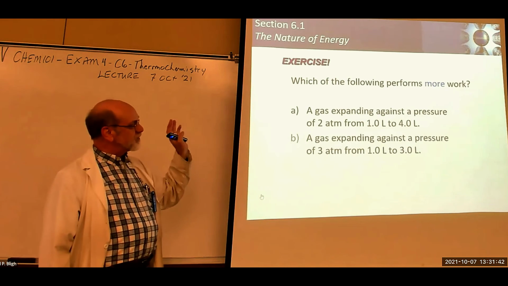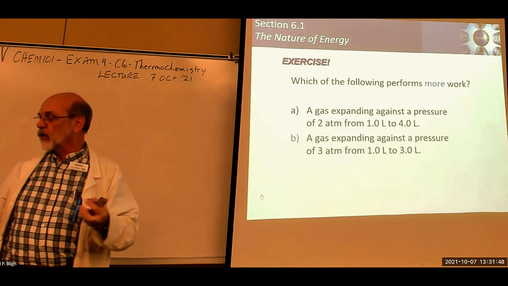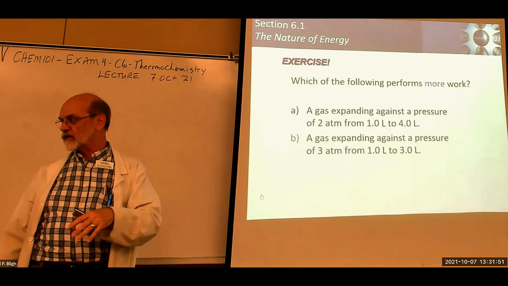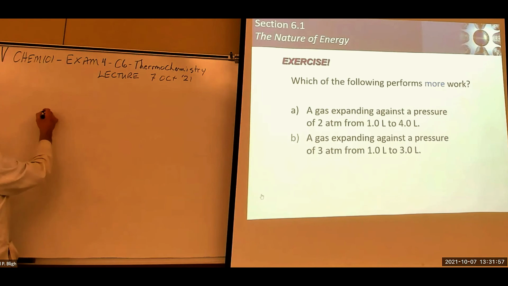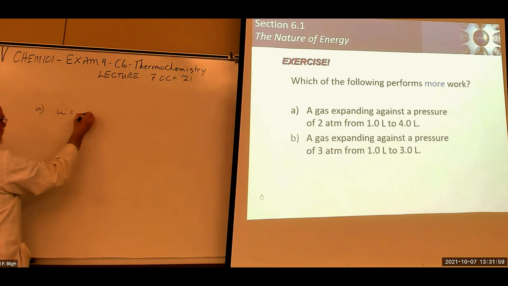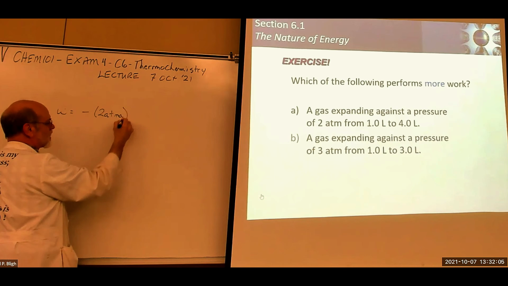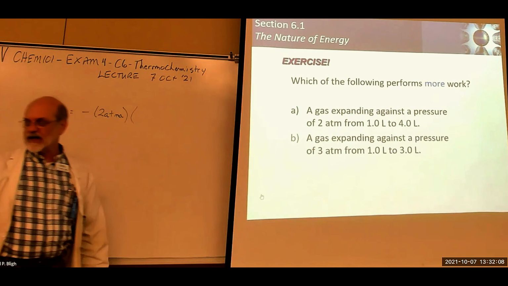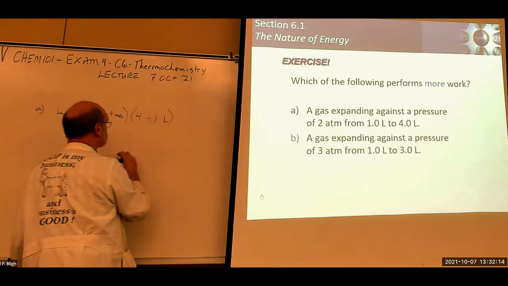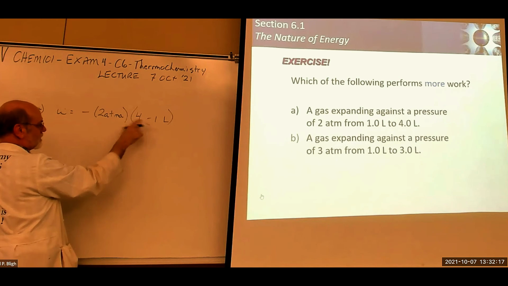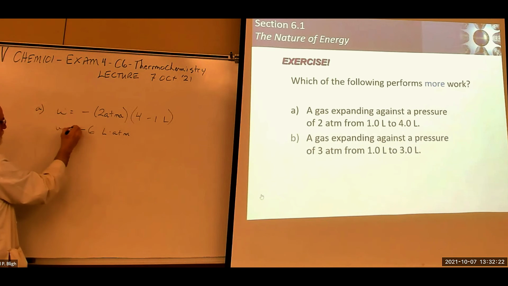So let's compare these two gases. They're both expanding, so they're doing work on their surroundings. It should be a negative value. So how much work is being done for A? For A, work would be negative pressure, 2 atmospheres, times a change in volume. So what's the final volume? 4 liters. So it's 4 minus 1 liters. So that'd be 2 times 3, correct? Would be negative 6 liter atmospheres. That's for the first one.